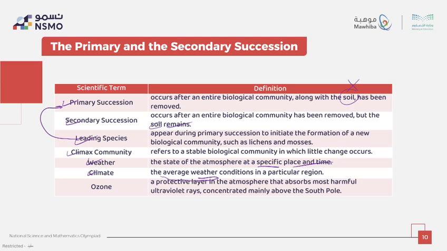And we have ozone here. It's a protective layer in the atmosphere that absorbs harmful ultraviolet radiation. So succession shows nature's ability to rebuild and restore balance over time. What are the differences between primary and secondary succession?